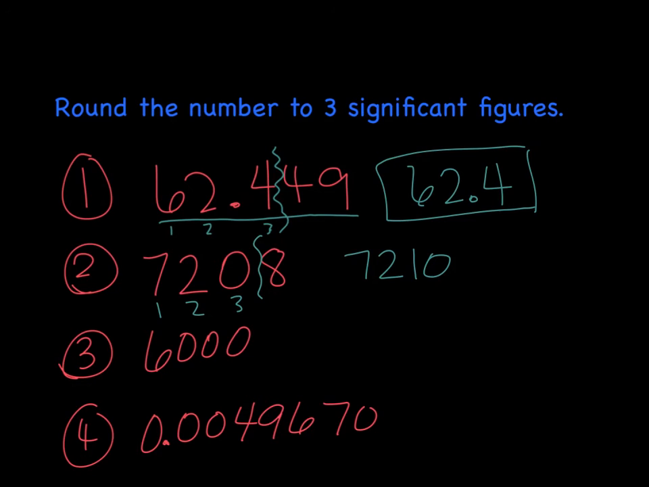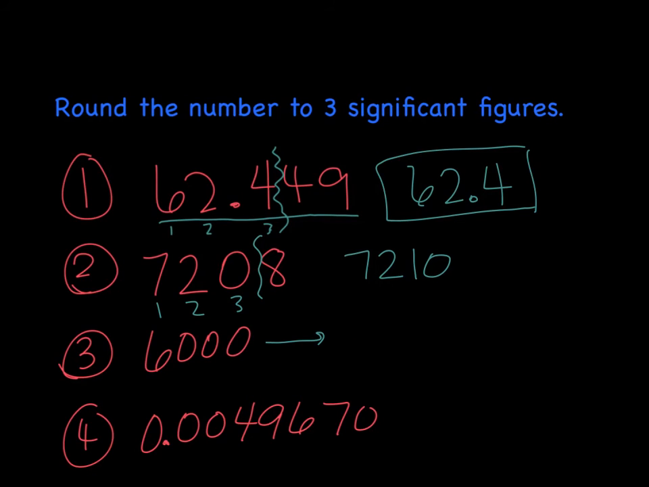All right, now this one is tricky because this number 3 only has one significant figure. And so to write this to 3 significant figures, the easiest way is to put it in scientific notation first. And so this number written in scientific notation is going to be 6.10, I'm sorry.